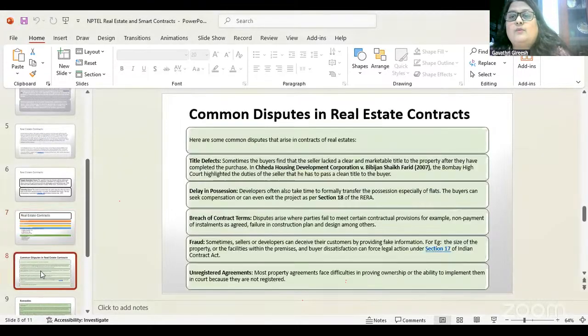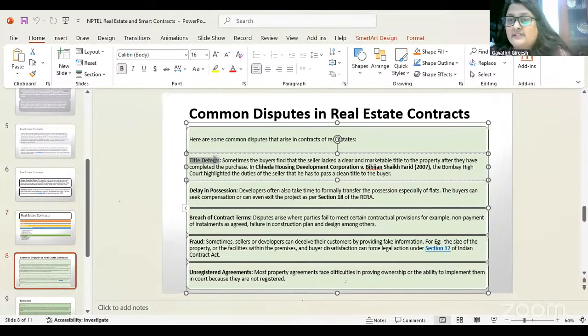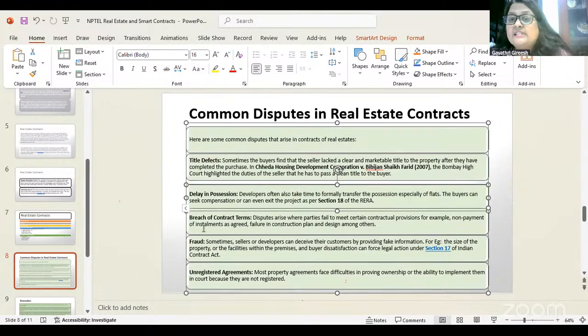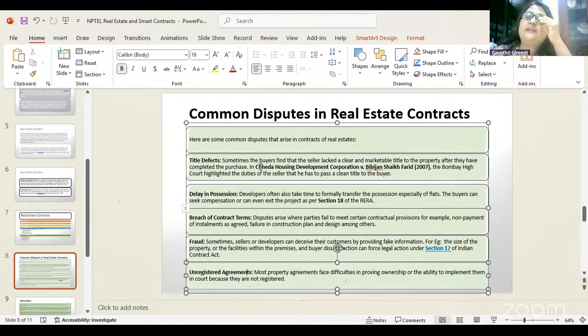Generally, the common disputes in real estate transactions are title defects. As I have been saying previously, if you don't check all these things, you will have title defects, or you will have delay in possession, which leads to breach of contract, and there may be some fraud where your property is not sold as it was intended to be, and unregistered agreements. All these are common disputes in real estate contracts. That is why your title search and your compliances to the local governments must be a major part of your real estate transaction.